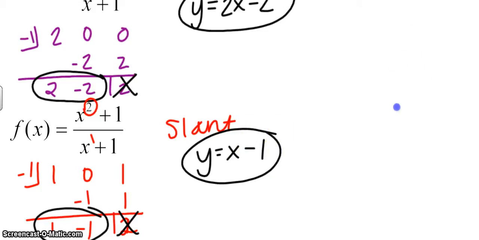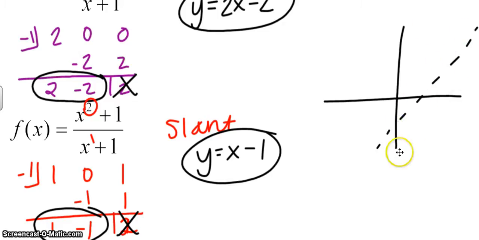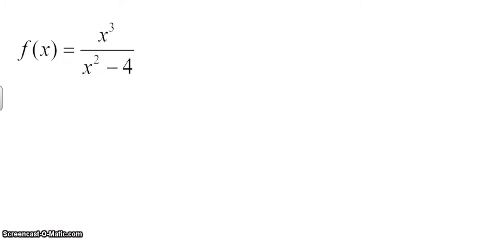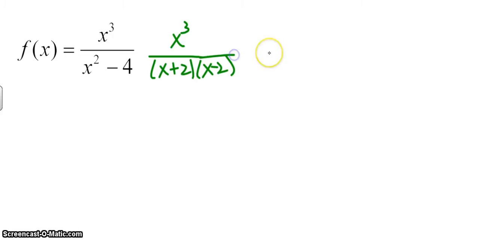So again, what that means is that on your rational graph, you're following a slant line as opposed to running along a horizontal line. Okay? This one, x to the third over x squared minus 4. Well, I can factor the bottom, but this factoring doesn't cancel with anything up here. So we're still looking at a top-heavy function. So there's going to be a slant asymptote, and I need to do the division to get there.